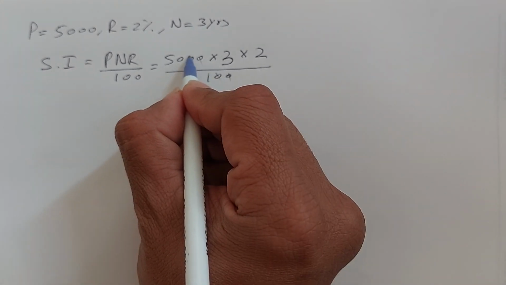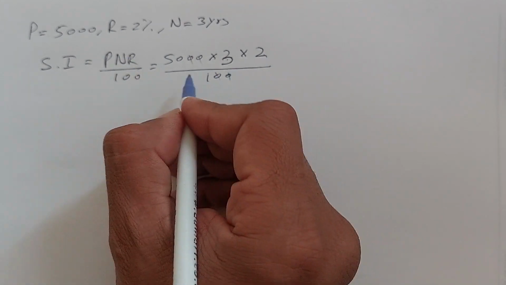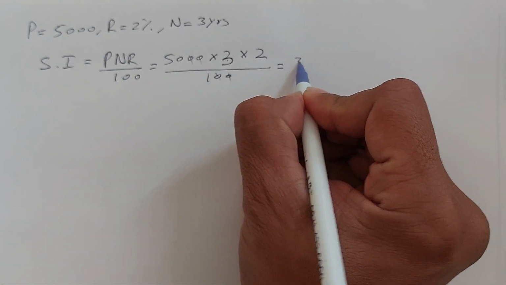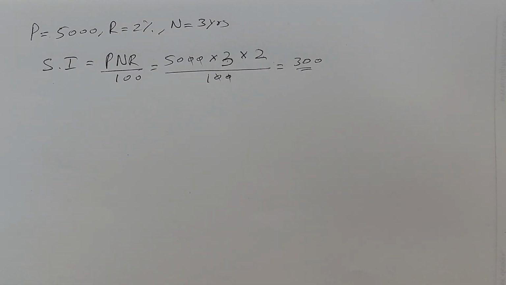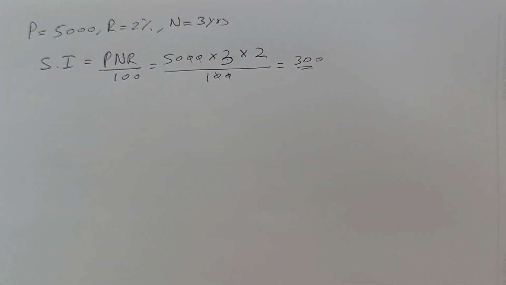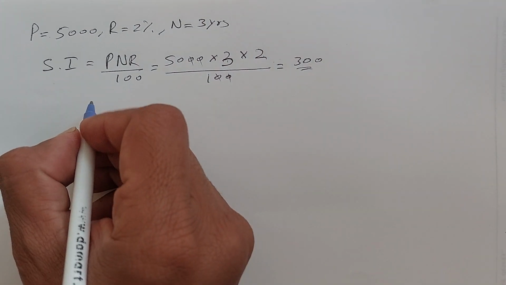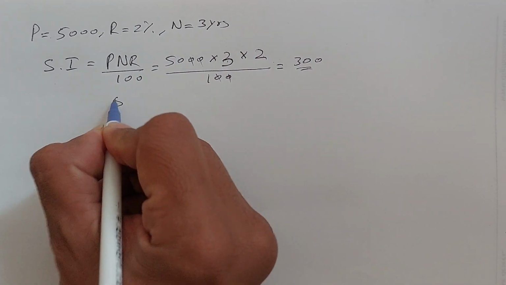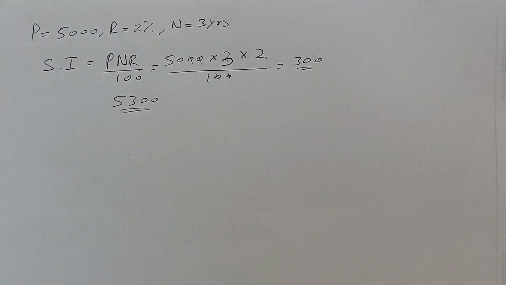I'll show you the quick way of calculation. 3 times 2, 6. 6 times 5, 30. And add a 0. 300. 300 is the simple interest we got. Now, what will be the total value after 3 years? That will be 5,000 plus 300, which is 5,300 after 3 years. This is such a simple value. It is simple interest.